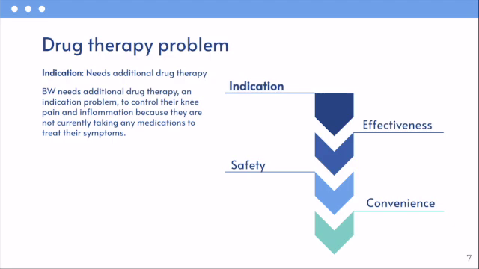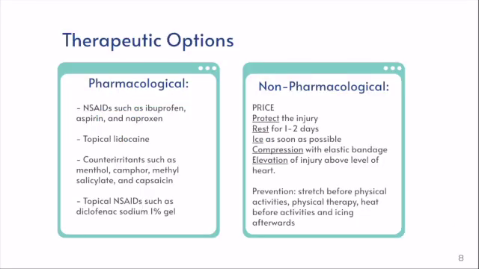So for BW's drug therapy problem, he needs additional drug therapy, an indication problem, to control the knee pain and inflammation because he's not currently taking any medication to treat the symptoms. In terms of therapeutic options, we suggest that he could use an NSAID such as ibuprofen, aspirin, or naproxen. Topical lidocaine could be helpful. Also, counter-irritants such as menthol, camphor, and methyl salicylate would be a suggestion for him.